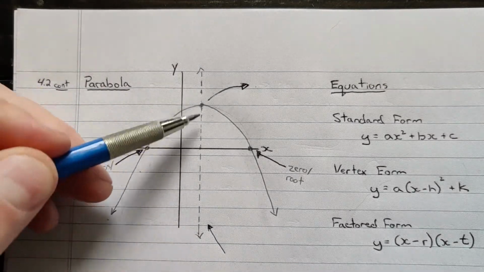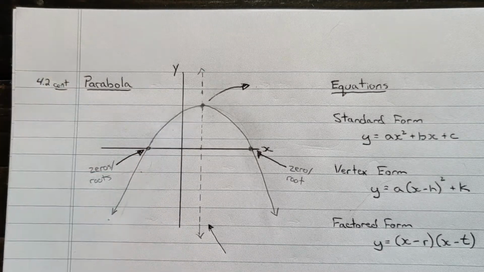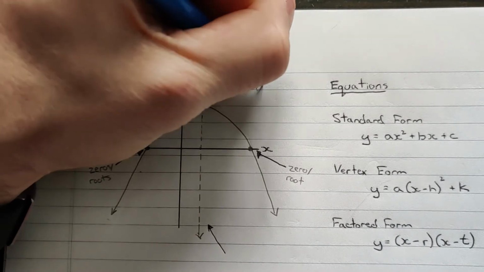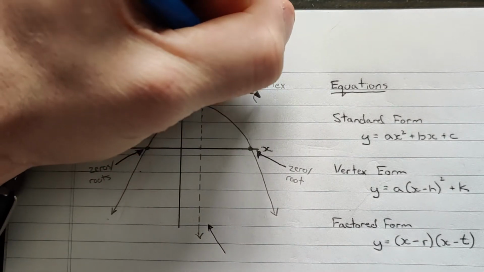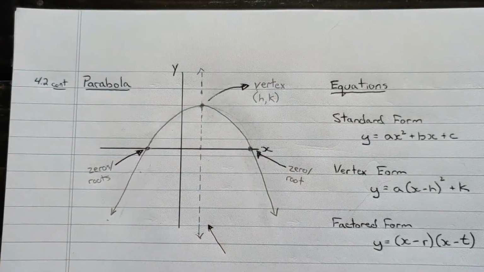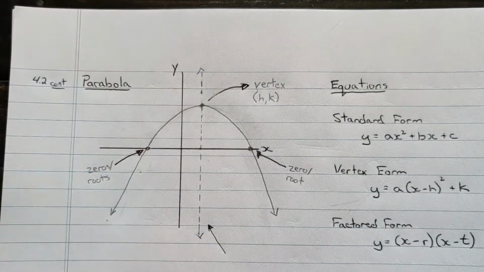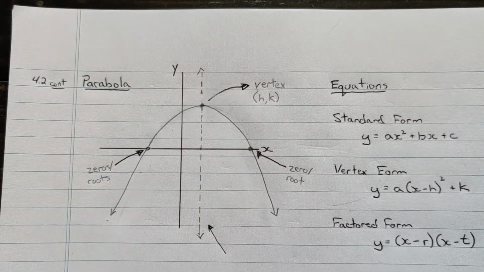This here, center line, is dividing our parabola in half because right here we have our vertex of the parabola. And again, we generally use (h, k) as our label for the vertex. So the x-coordinate is h and the y-coordinate is k.